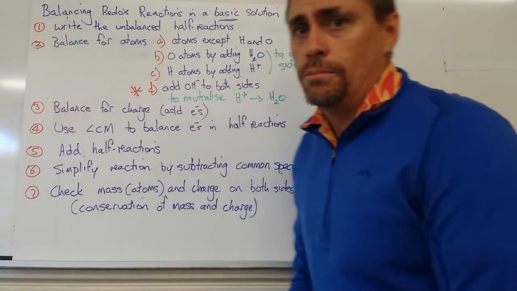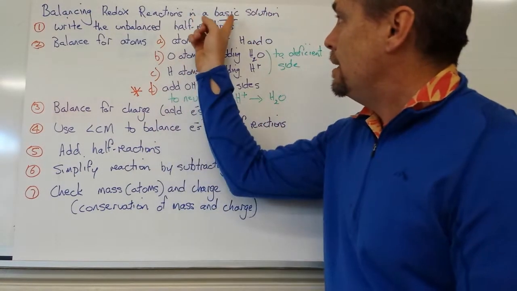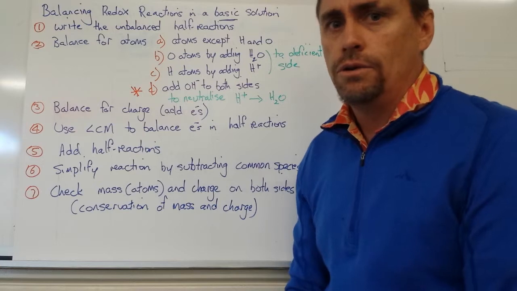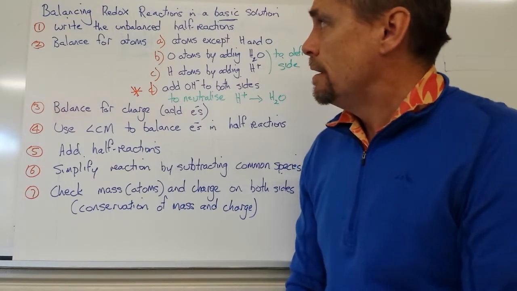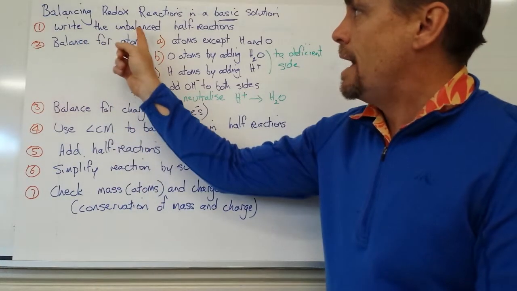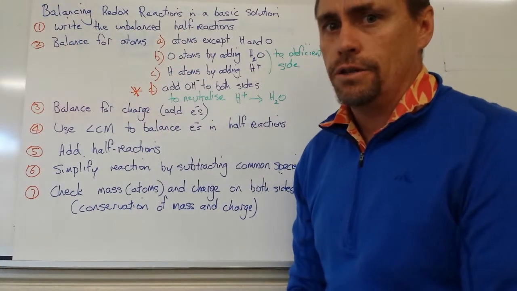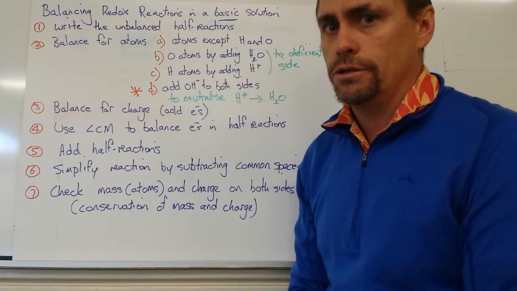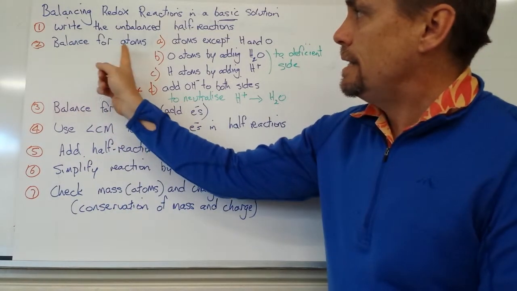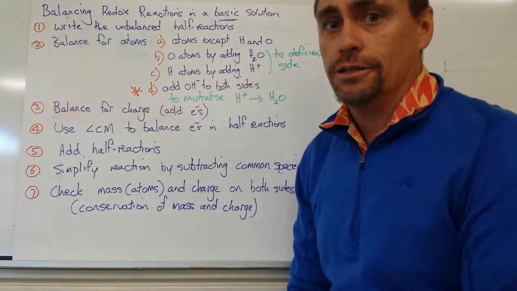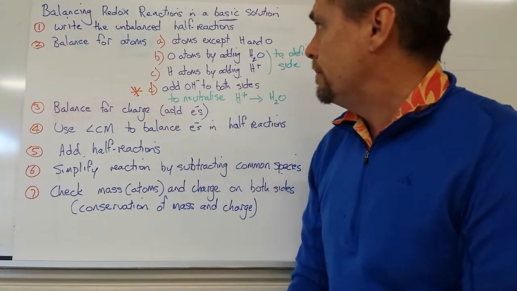Okay, let's look at balancing redox reactions in a basic solution. In order to balance the redox reaction, we need to follow a set of rules. First thing we need to do is write an unbalanced half reaction for the oxidation and reduction components of that redox reaction. We then need to balance the atoms within those half reactions in a set order.